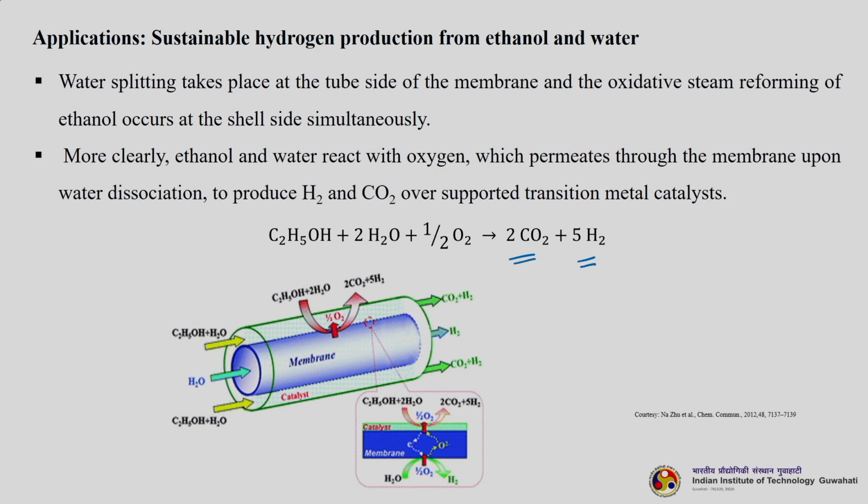You see, ethanol plus 2 H2O plus half O2 is giving us 2 CO2 plus 5 H2. More clearly, ethanol and water react with oxygen, which permeates through the membrane upon water dissociation, to produce hydrogen and carbon dioxide over supported transition metal catalysts. You can see how it is happening. This is your membrane and this is your shell side. In the shell side we are passing ethanol plus water. Water is only being passed through your lumen side, and that is where the water splitting reaction is happening, where we get hydrogen here and we get carbon dioxide and hydrogen here.